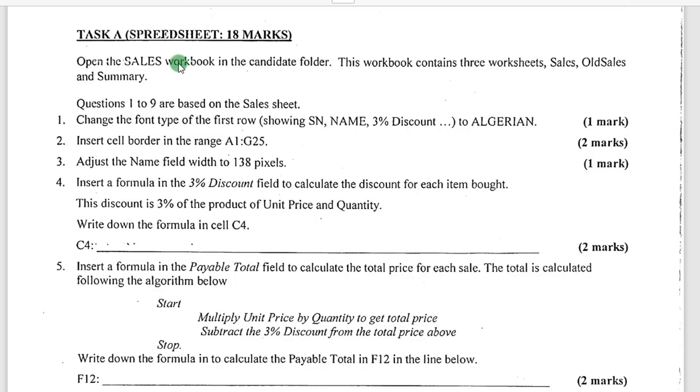Now, workbook, because I'm already explaining in the training what those terms are. A workbook is just your Excel file, not sheet, because a sheet is another thing. You'll be seeing what a sheet is soon. Now they say open the sales workbook in the candidate folder. This workbook contains 3 worksheets. A workbook is like a book, and the sheets are just like pages inside a book. It's very easy. This workbook contains 3 worksheets: sales, all sales, and summary.